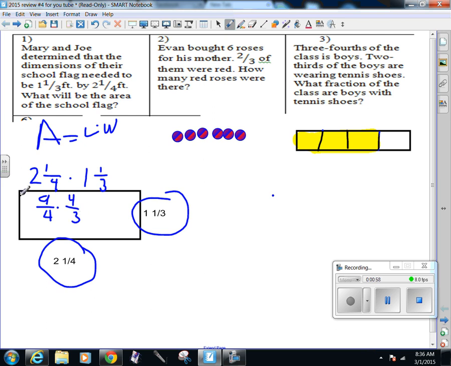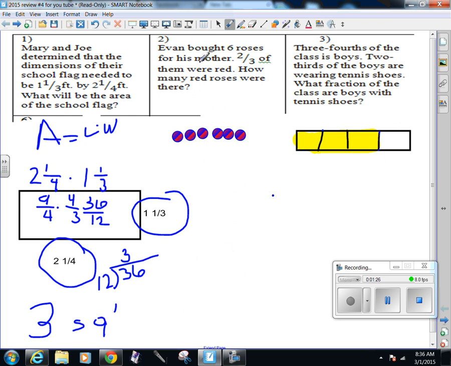4/3. And when you multiply, you just go straight across. So 9 times 4 is 36. And 4 times 3 is 12. And then this is improper, so I'm going to divide it. So 36 divided by 12 gives me 3. So the area of the school flag is 3 square feet.